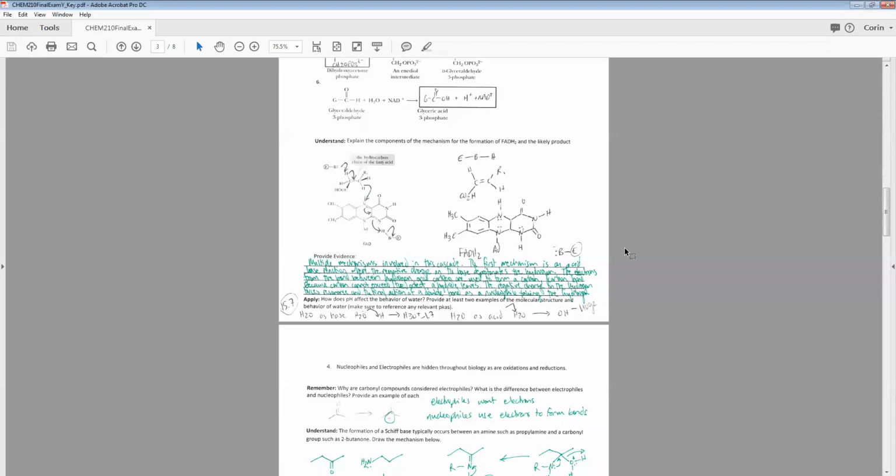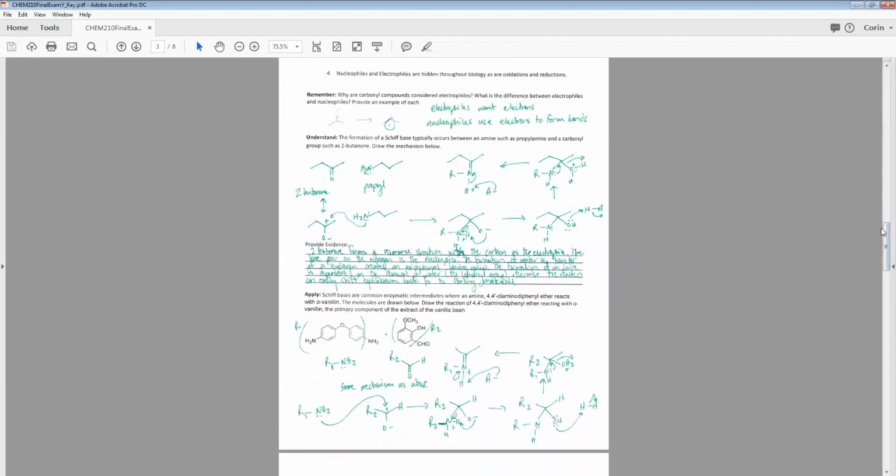How does the pH affect the behavior of water? Provide at least two examples of the molecular structure and the behavior of water. Make sure to reference any relevant pKa's. So water is a base. That's where water acts to take a proton. It's going to form H3O+, hydronium, which has a pKa of negative 1.7. Water that acts as an acid donates a proton. In this case, something's going to take that proton away, leaving us with a hydroxide base that has a huge pKa. So the pKa that we're most concerned about for water is a pKa of roughly 15.7.